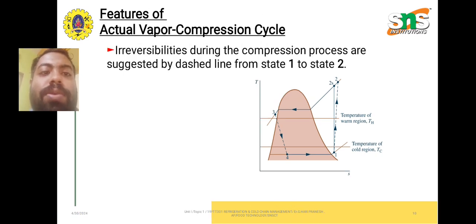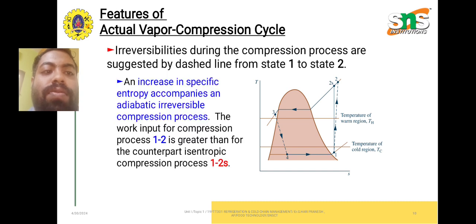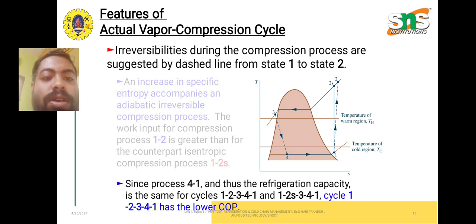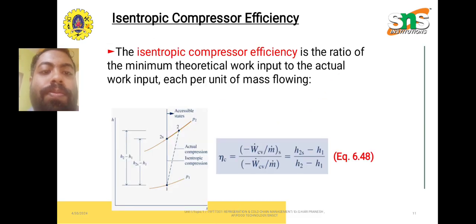Then, features of the actual vapor compression cycle. The irreversibilities during the compression process are suggested by the dashed line from state 1 to state 2. An increase in specific entropy accompanies an adiabatic irreversible compression process. The work input for compression process 1-2 is greater than for the counterpart isentropic compression process 1-2s. Since process 4-1, and thus the refrigeration capacity, is the same for cycles 1-2-3-4-1 and 1-2s-3-4-1, cycle 1-2-3-4-1 has a lower COP.